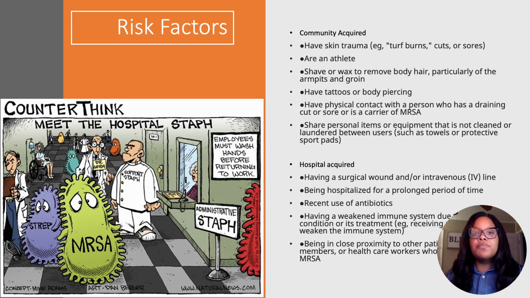All right, so hospital acquired. So this is having a surgical wound or having an IV. Why having an IV? Because guess what? It's going inside the skin, so there is an opening in the skin. Being hospitalized for a prolonged period of time, recent use of antibiotics, patients having a weakened immune system, and being in close proximity to patients who have MRSA, or healthcare providers who have been taking care of patients who have MRSA.